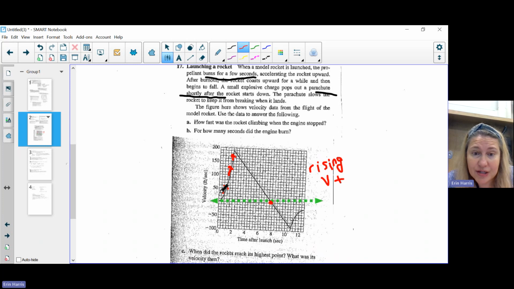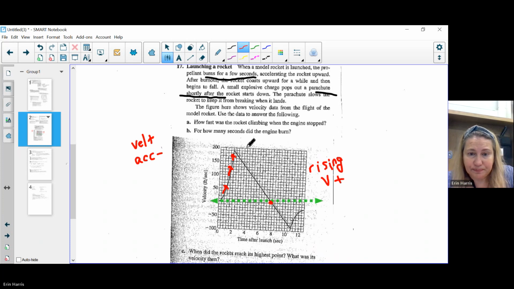And this is where the engine is burning, right? So this propels the rocket upward. So right here where I just highlighted in red, we have positive velocity and then positive acceleration. That's where my rocket is speeding up. Okay, but then we get to 2 seconds, and now I have negative acceleration with positive velocity.